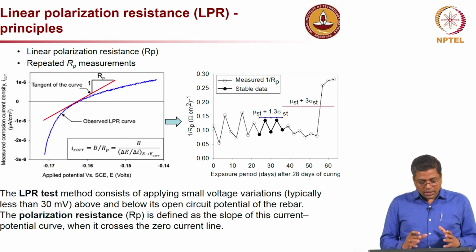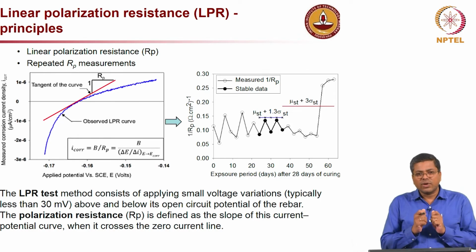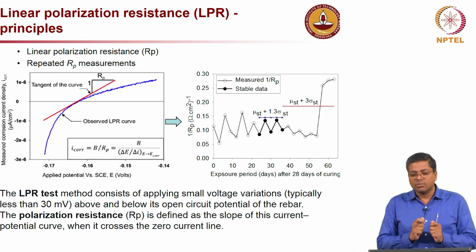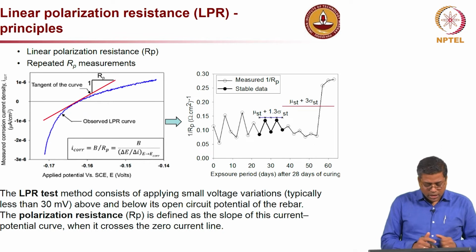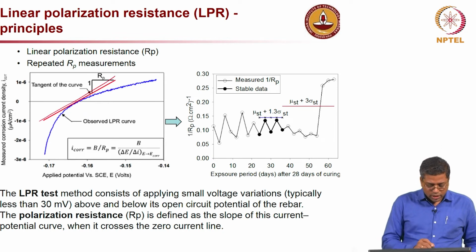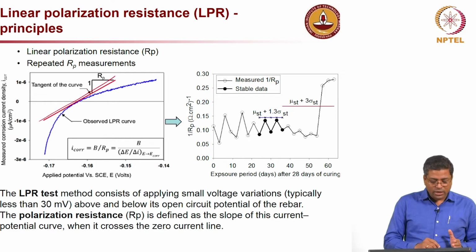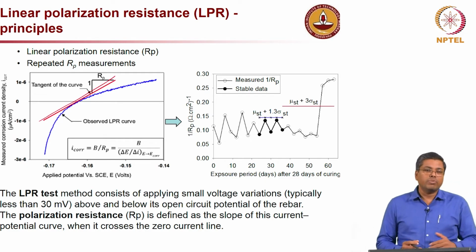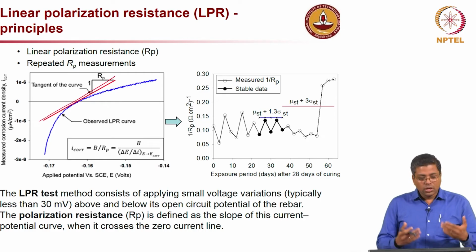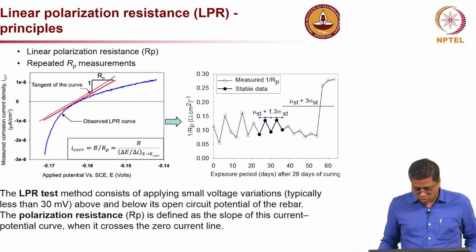What it does is it gives a very small voltage or perturbance to the steel surface which is embedded in the concrete, and then it measures the current associated with it. The slope when it crosses the zero current axis is measured, and the higher the slope, the higher the corrosion; the lower the slope, the lower the corrosion rate.